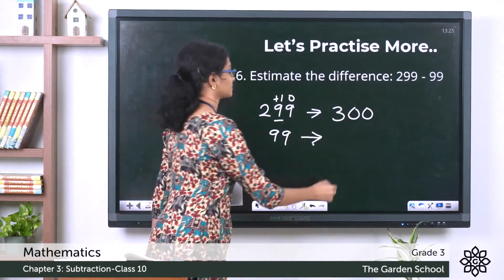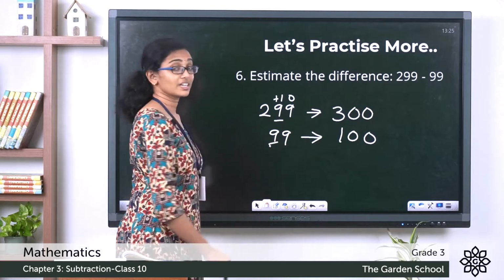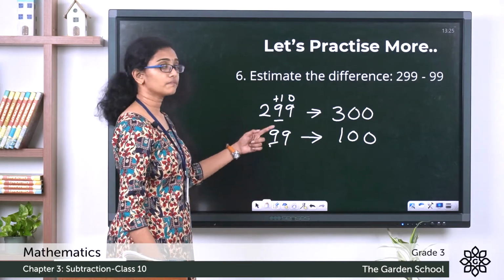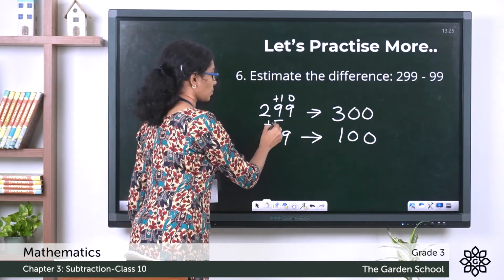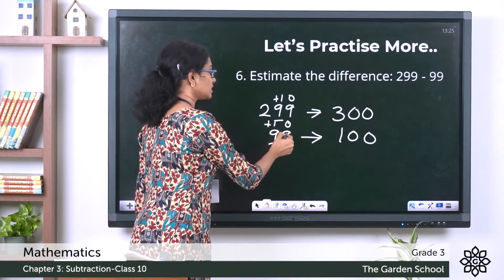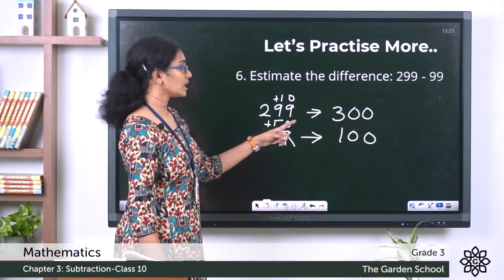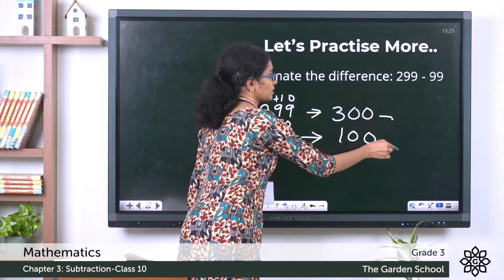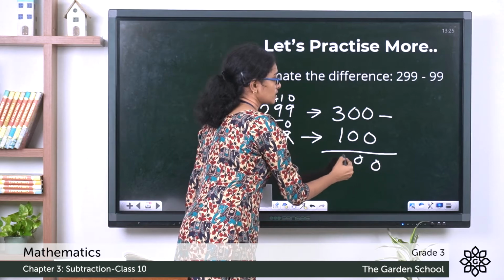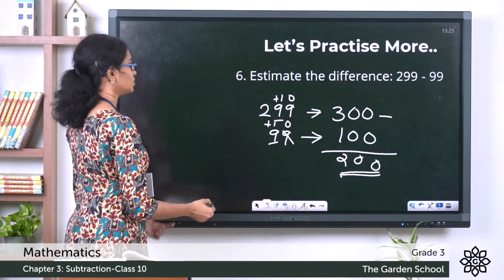And what is 99 rounded off to the nearest 10? It is 100, right? Why? Because here the rounded digit is 9, and to the right of it you have 9. So you are adding 1 to the rounding digit, or the tens digit, and changing the digit to the right of it to 0. So that will give you 100. Now let's find the difference. What is 300 minus 100? It is 200. So the estimated difference is 200.